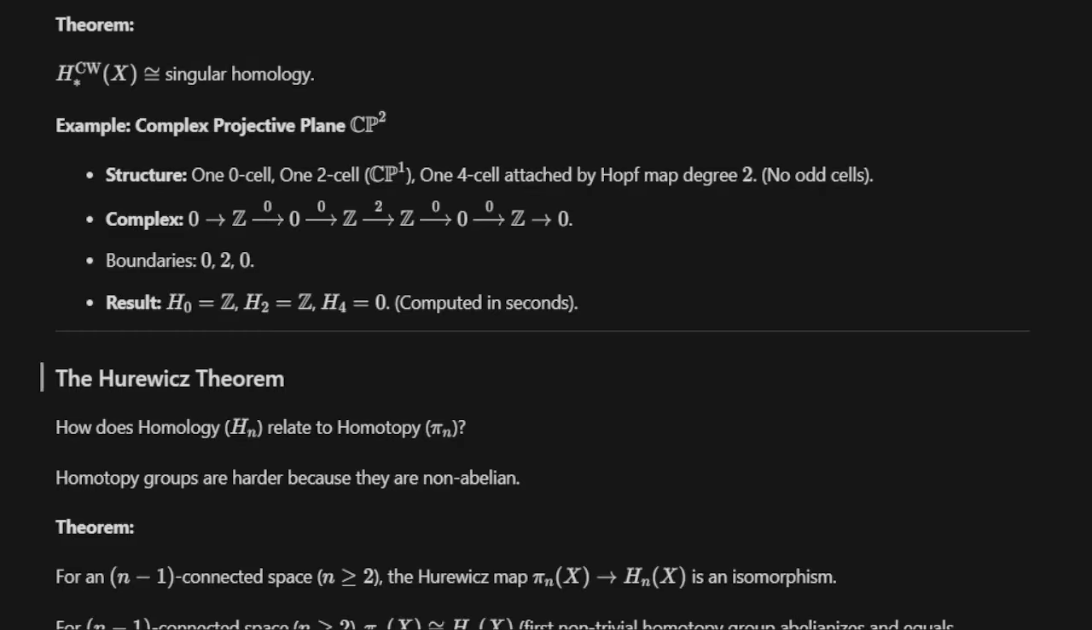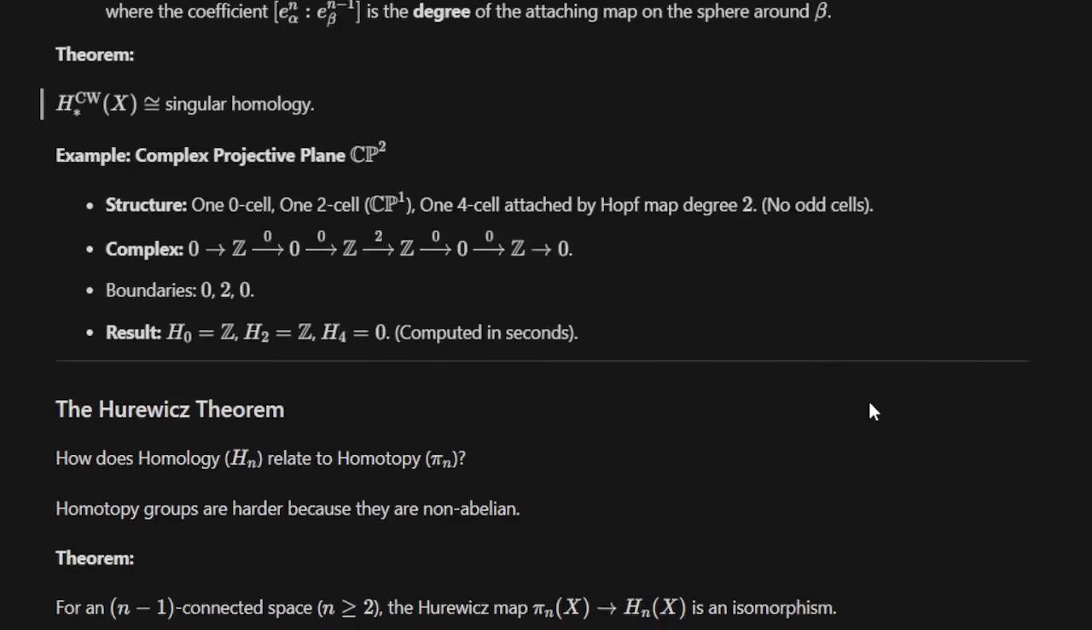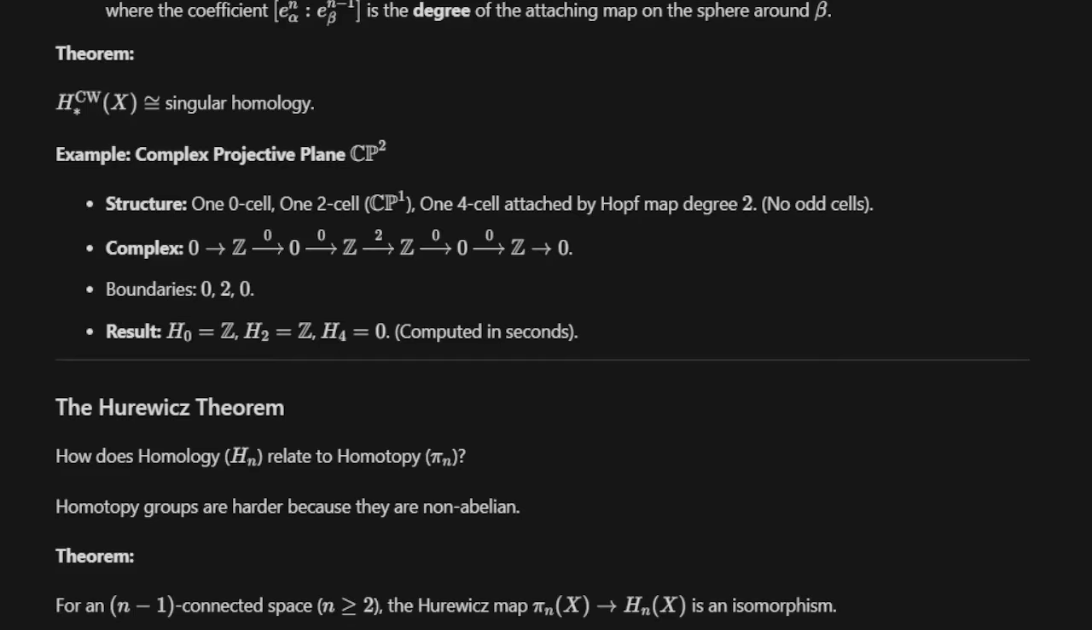Again, we get that the homology, after computing this, is: the 0th singular homology is the integers, the n equals 2 singular homology is Z, and the n equals 4 singular homology is Z, and we compute this very simply by looking at the boundary map for n-cells. Okay, so that's super great.